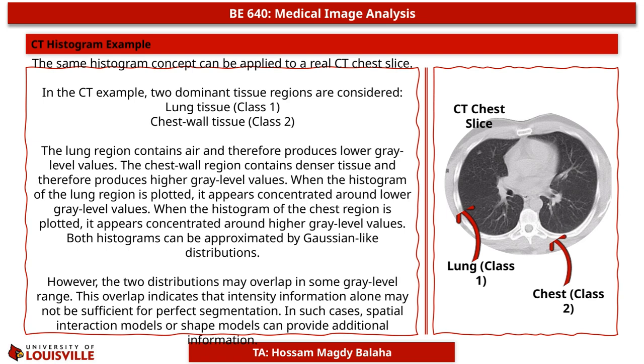Each distribution can be approximated by a Gaussian-like curve, which gives us a useful model for comparing the 2 classes. The important limitation is that these curves may overlap. That overlap means some pixels have similar intensity values even though they belong to different tissues. So, intensity alone may not be enough for a perfect segmentation. When that happens, we can improve the decision by incorporating spatial relationships between neighboring pixels, or by using shape models that describe the expected structure of the lungs and chest region.